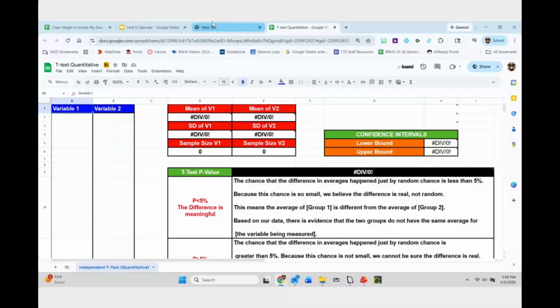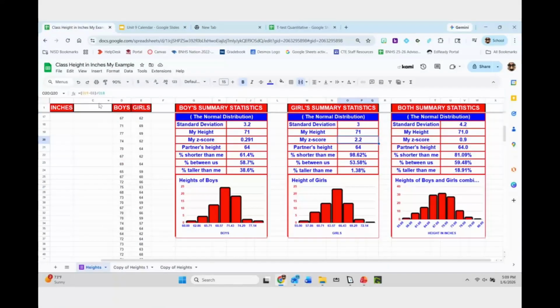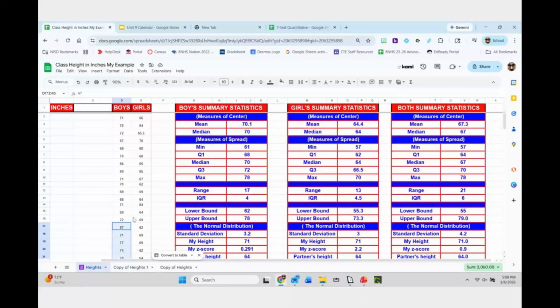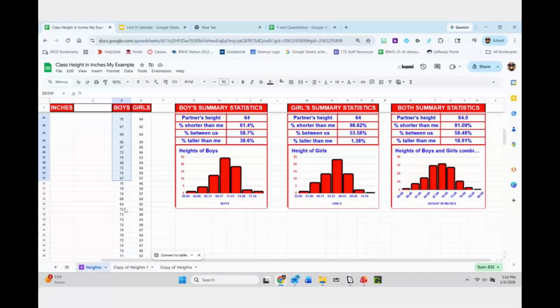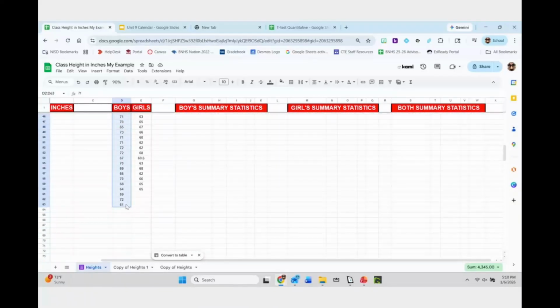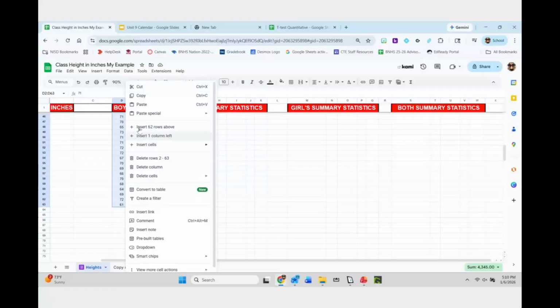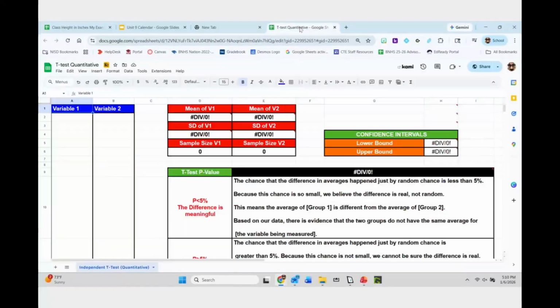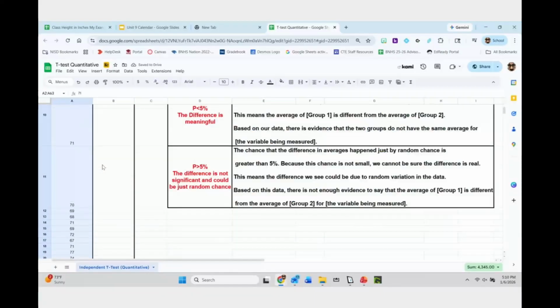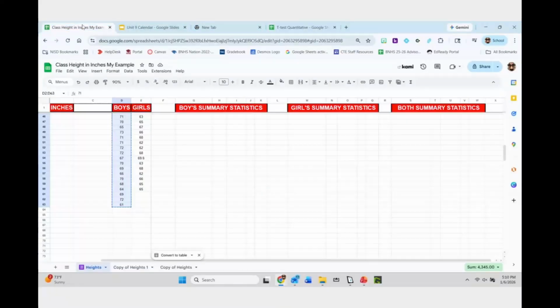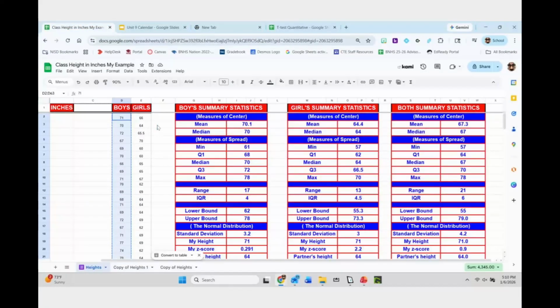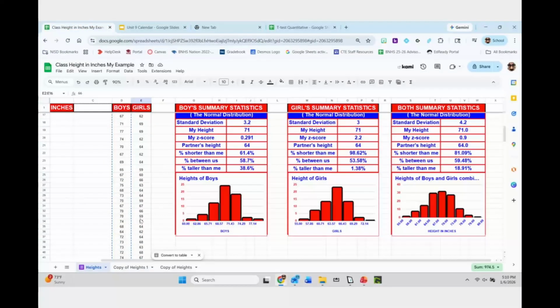All right, so here's what the template looks like. Hopefully I remember to take this off whenever I'm done. I'm going to go over here to boys, and just like with the categorical data, we just kind of copy these over. I'm going to go down here, select and drag, and I'm going to copy and paste. So we have two columns for one variable, one for the other. So I have those in here like this. I'm going to go back to the other one and do the same thing for the girls.